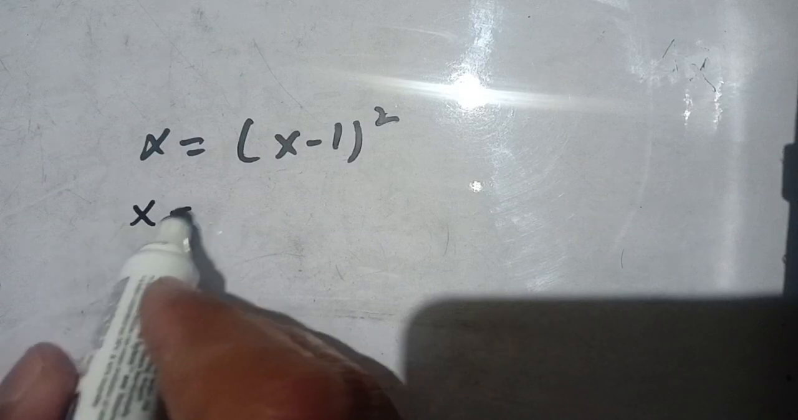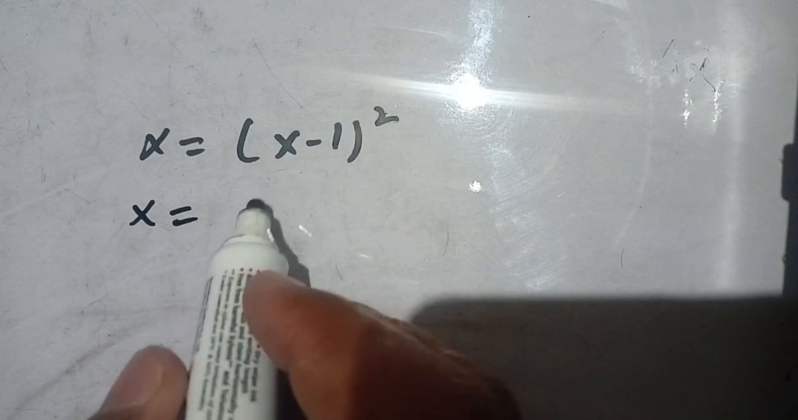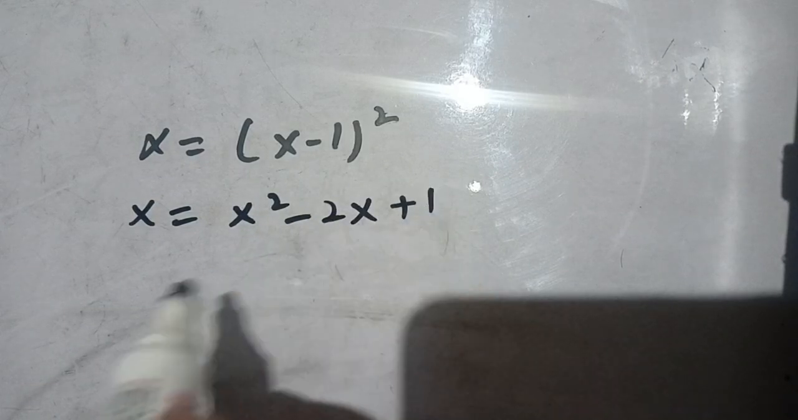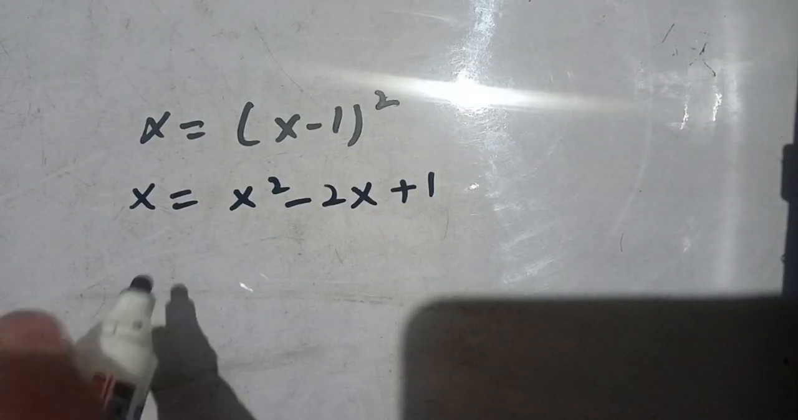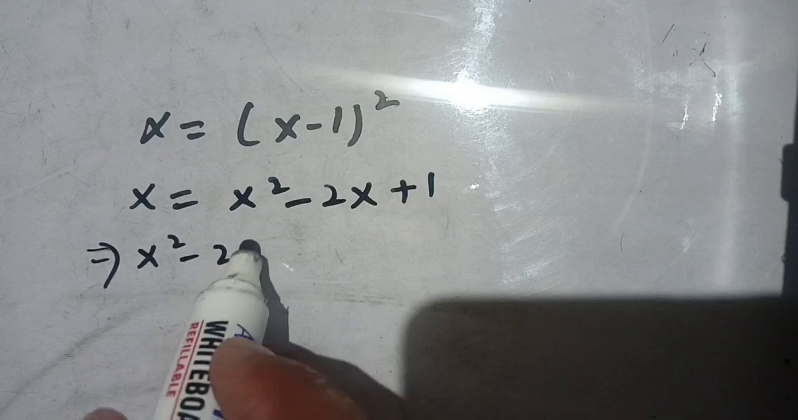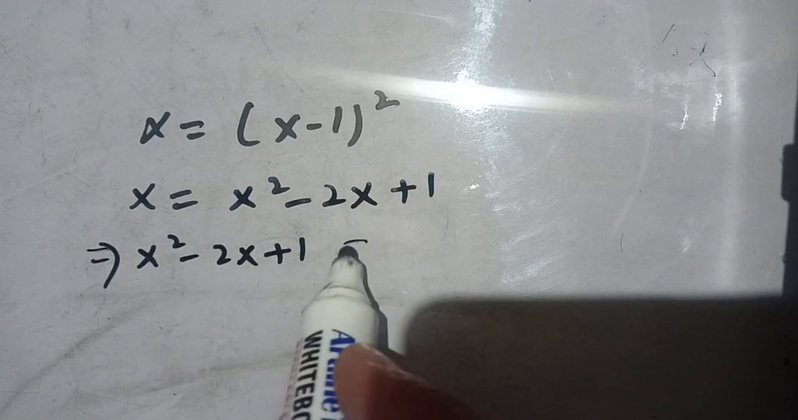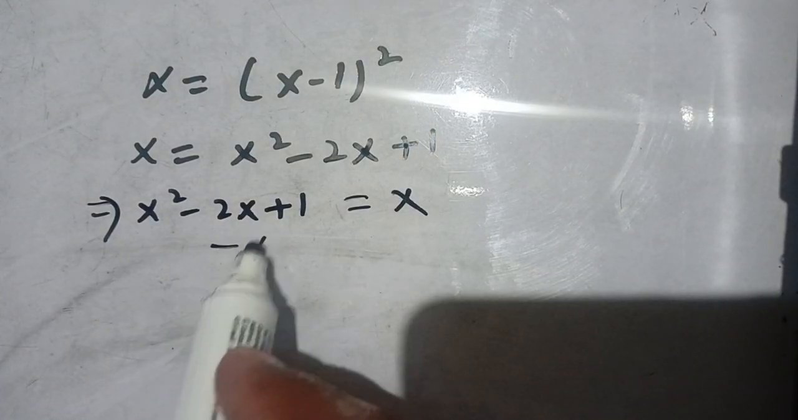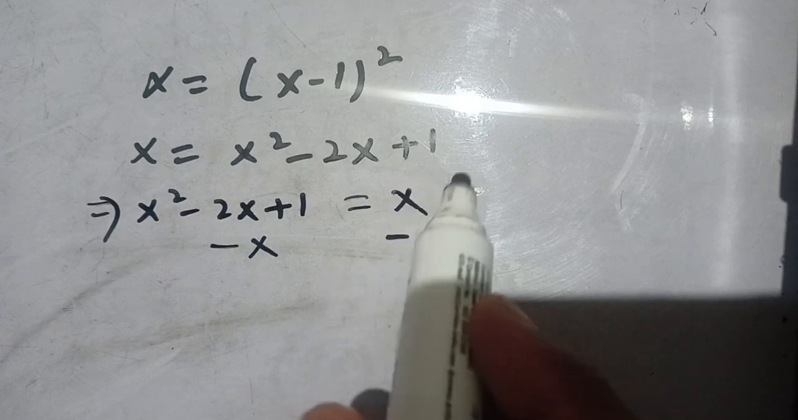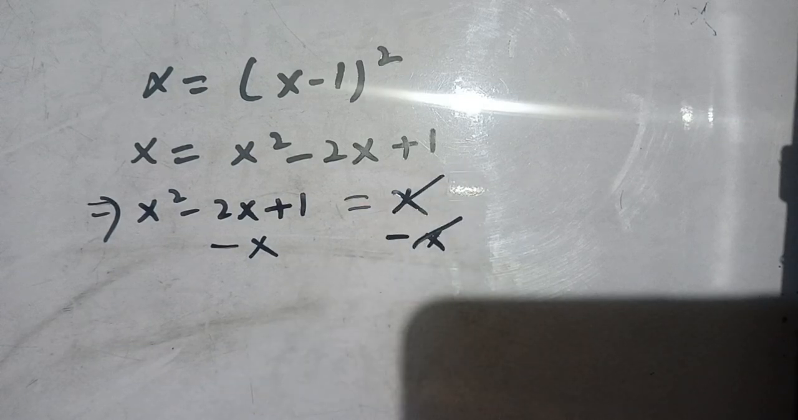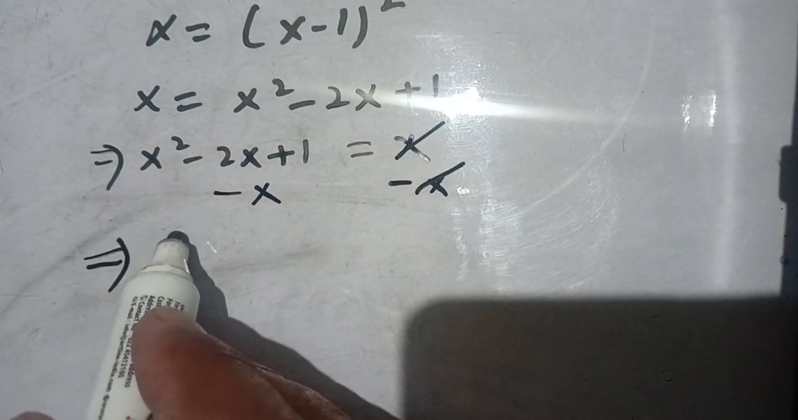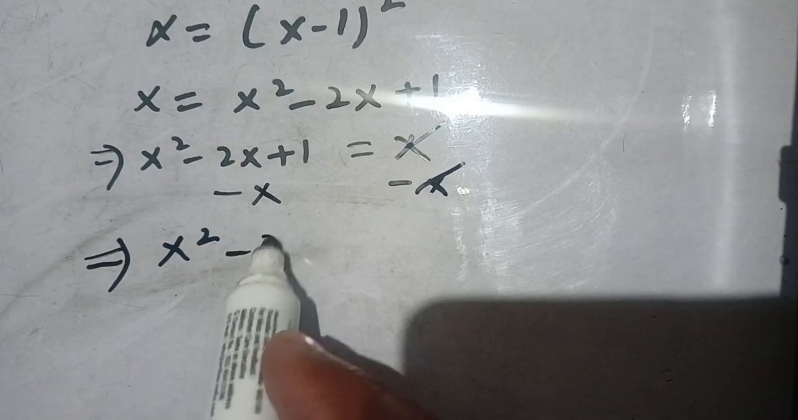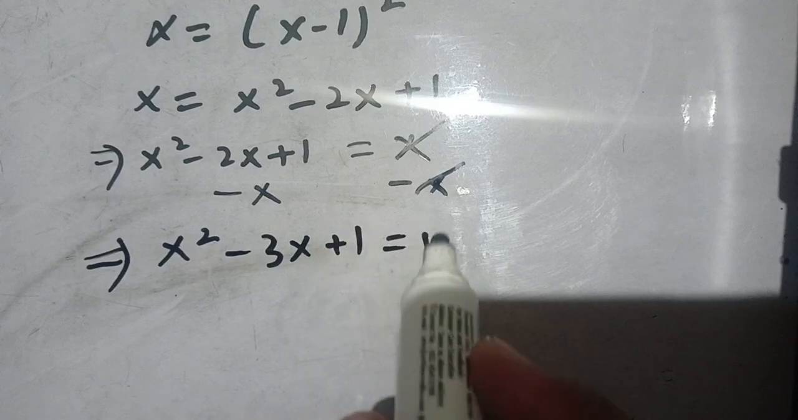Now we use x is equal to a minus b whole square. It becomes a square, meaning x square, minus 2ab, meaning 2 times x, and plus b square, meaning 1. Which implies x square minus 2x plus 1 is equal to x. Now on subtracting x on both sides, we get minus x and minus x. Now on the right hand side it is of opposite sign, we can cancel out. On the left hand side it remains x square minus 2x minus x, which becomes minus 3x plus 1 is equal to 0.